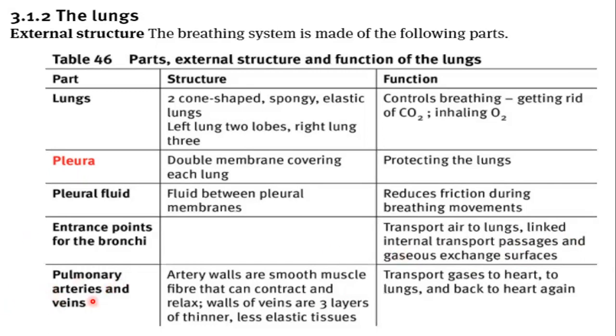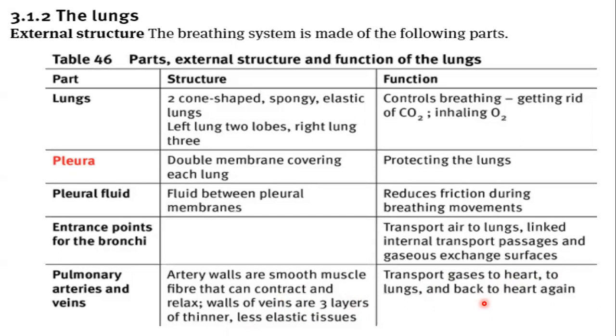Then we have the pulmonary arteries and veins. The artery walls are smooth muscle fiber that can contract and relax. The walls of the veins are 3 layers of thinner, less elastic tissue. So we discussed these two. Arteries are more flexible and more elastic as opposed to the veins, which have the three layers. There are 3 layers which are thinner and are made up of less elastic tissue. These transport gases to the heart, to the lungs, and back to the heart again.